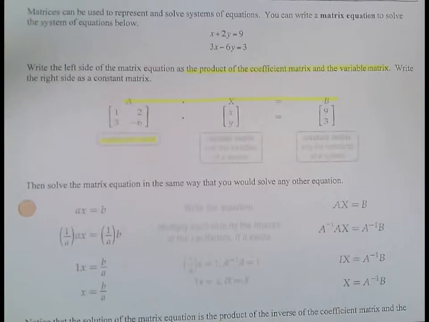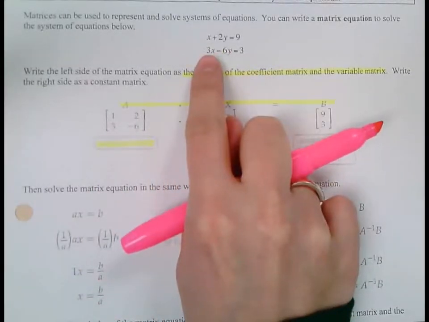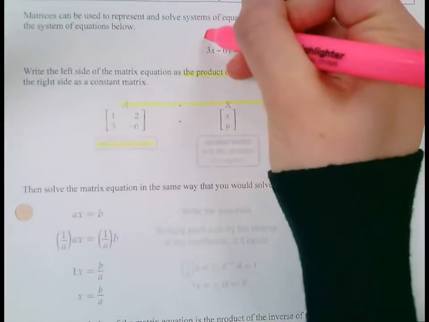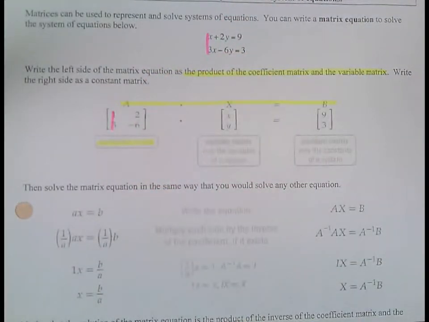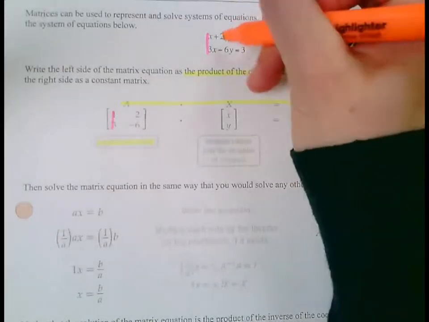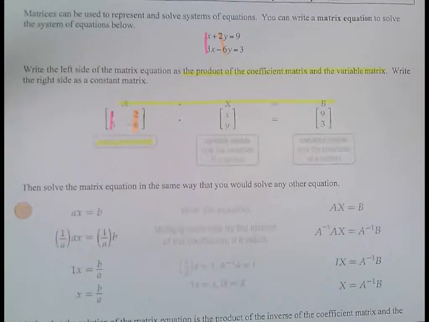And we found coefficient matrices before. You had to do that with Cramer's rule. They had labeled it as C in Cramer's rule, but same idea for the coefficient matrix. So if you look at your system above, notice in that coefficient matrix, the first column are the coefficients of your x's, and then the second column are the coefficients of your y terms. So it's that same setup as we had done with Cramer's rule.